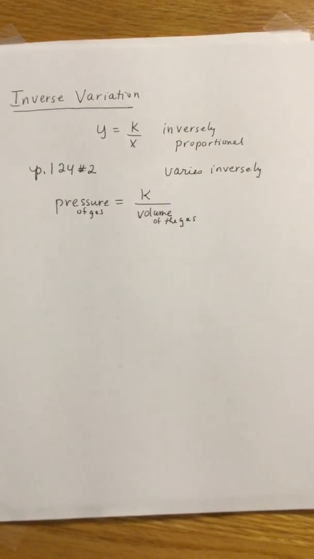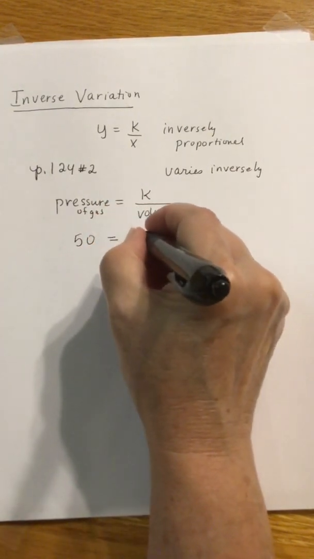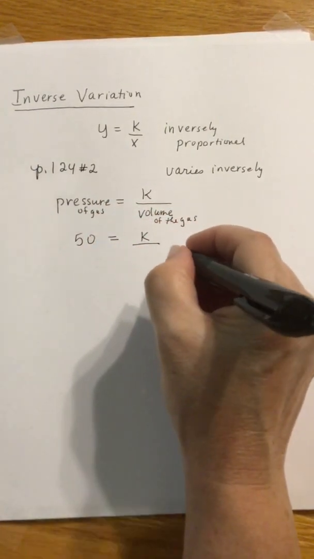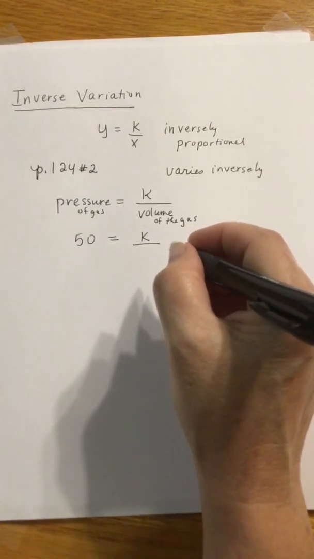Then it says, suppose the pressure of a sample of air that occupies 0.106 meters cubed at 25 degrees Celsius is 50 kPa. Find the constant of proportionality and write the equation that expresses the inverse proportionality. Okay, so our pressure is 50. Our volume is 0.106 meters cubed.